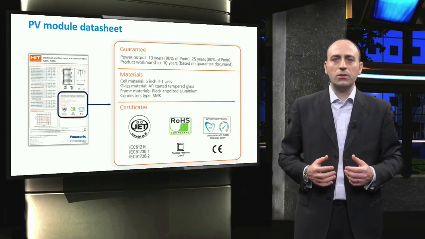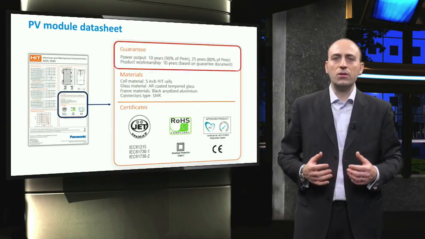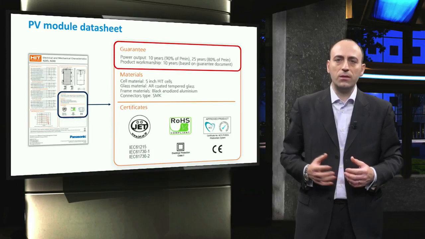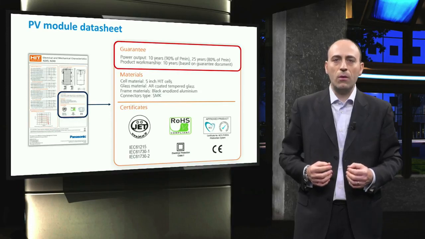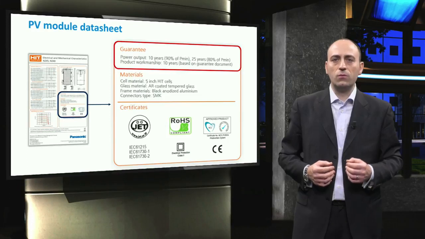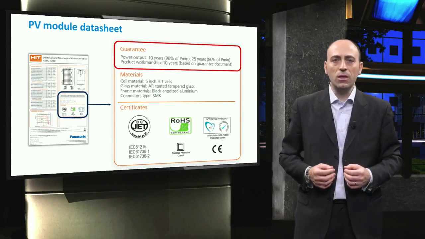Below the dimension and the weight box, the warranty strategy can be found. The warranty varies depending on the module manufacturer. You can see, for example, that this module has a standard tiered warranty that warranties a power output of 90% of the minimum power output for the first 10 years. From year 10 to year 25, 80% of the minimum power output is warranted.